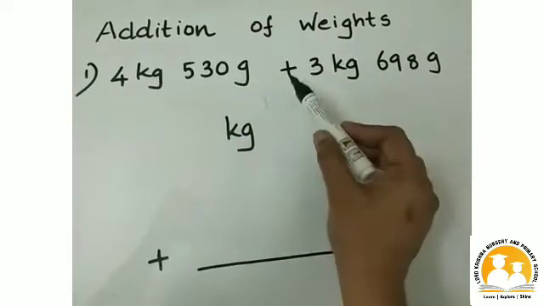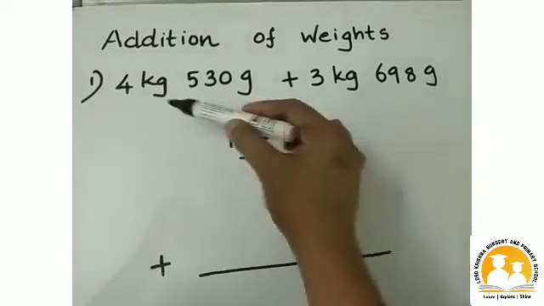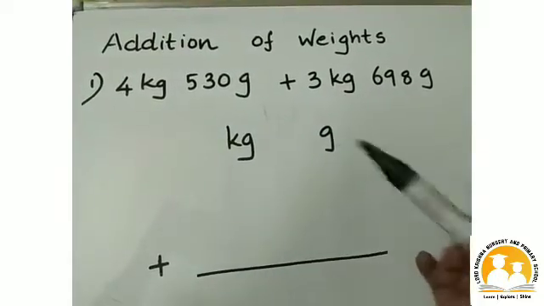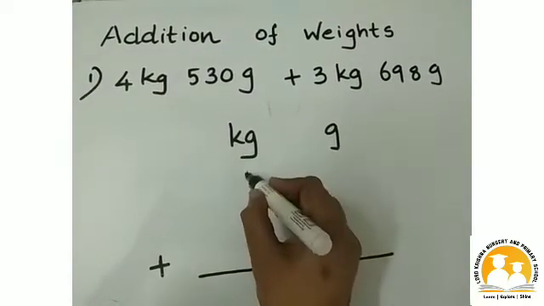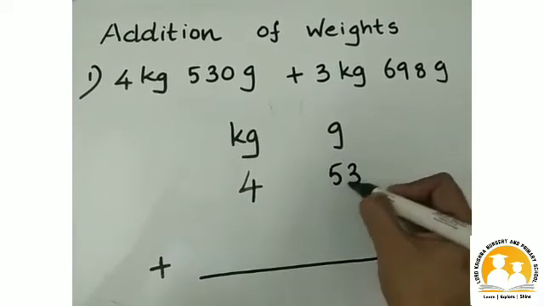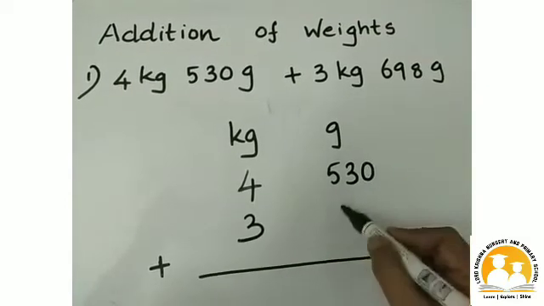4 kg 530 gram plus 3 kg 698 grams. So, we have to write the numbers under respective units. We are going to add these both values. So, kilogram ku kida 4 ezhudhikiren, grams 530 grams, again 3 kilograms 698 grams.